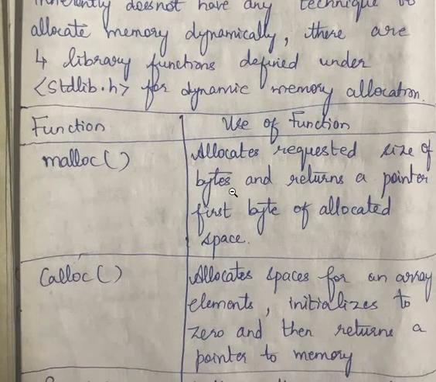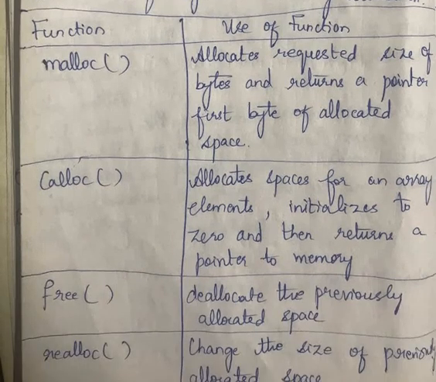First, malloc. Malloc allocates the requested size of bytes and returns a pointer to the first byte of the allocated space. So this will help you to allocate the memory, and only a single block of memory will be allocated using this malloc function. Calloc function is also an allocation. This also helps in memory allocation itself. However, this will initialize to 0 and then return a pointer to the memory. In both cases, it returns the pointer to the memory.